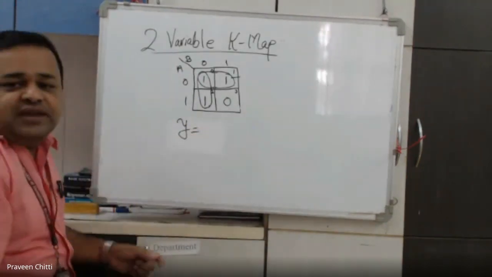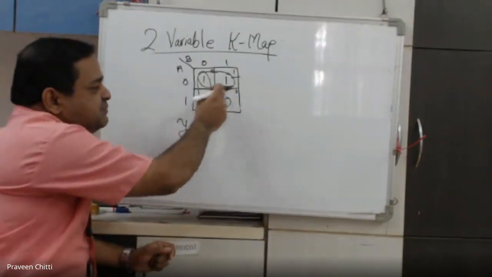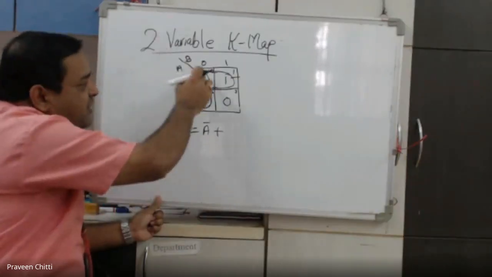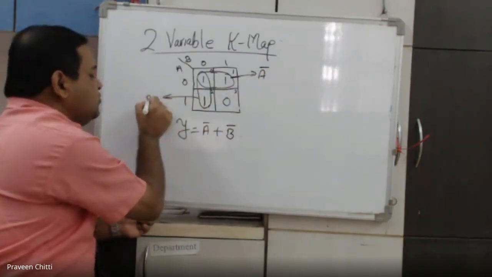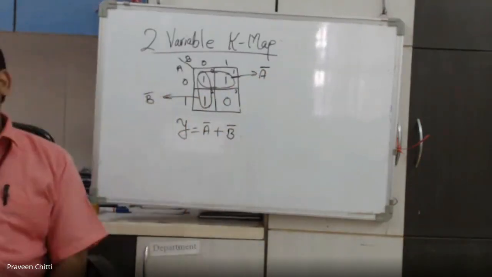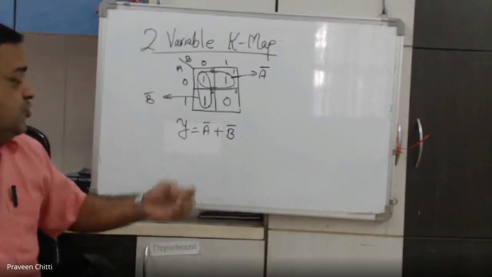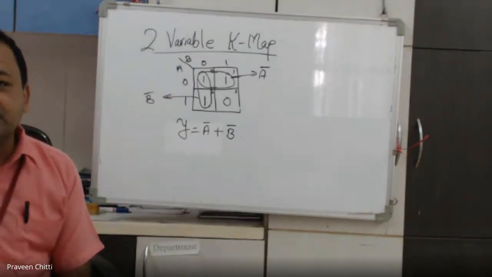Then I can write the answer as Y equal to. Can you tell me what is the answer for this first pair? A bar. And plus for the second, now you can see here, it is covering these 2. So this will vanish. So what you get? B bar. Corresponding to this, the product term is A bar. Corresponding to this, the product term is B bar. And the final answer is Y equal to A bar plus B bar.